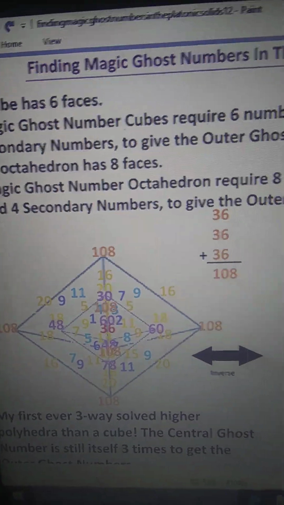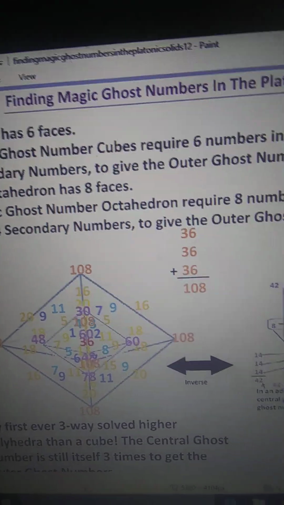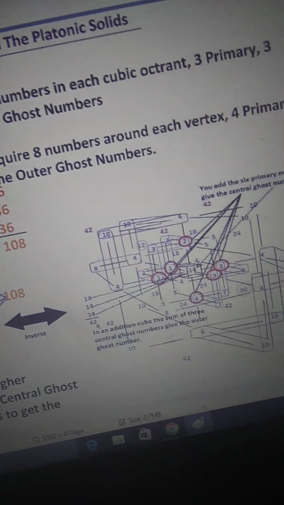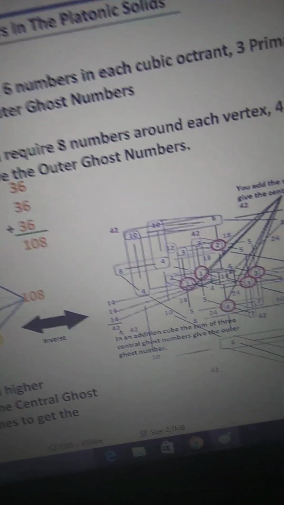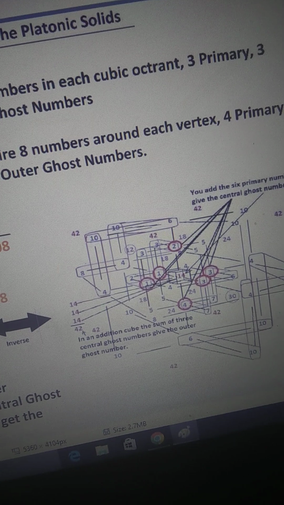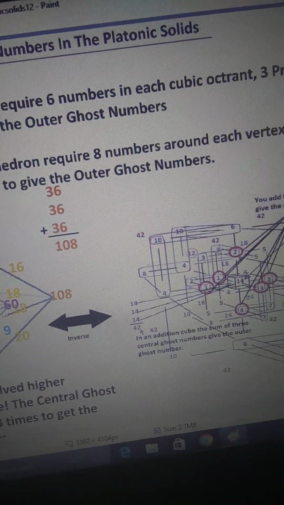A cube has 6 faces. That's my magic ghost number cube. Magic ghost number cubes require 6 numbers in each cubic octahedron, 3 primary, 3 secondary numbers to give the outer ghost numbers. These octahedrons right here, this octahedron right here, and all the other octahedrons. Magic ghost number octahedron requires 8 numbers around each vertex, 4 primary and 4 secondary numbers to give the outer ghost numbers.